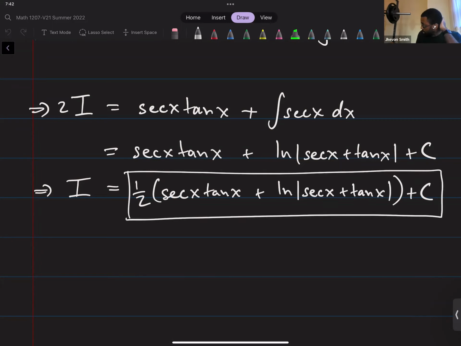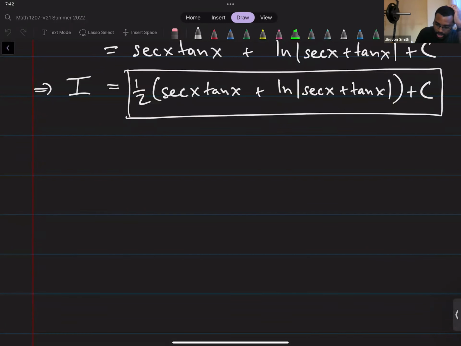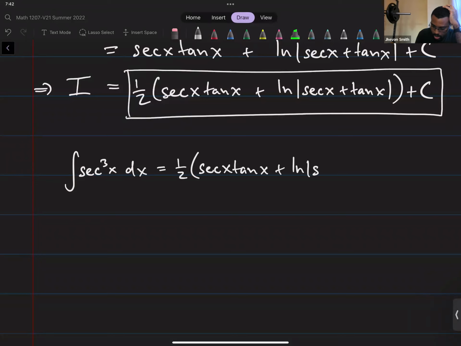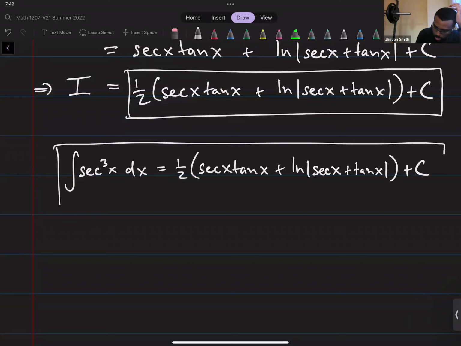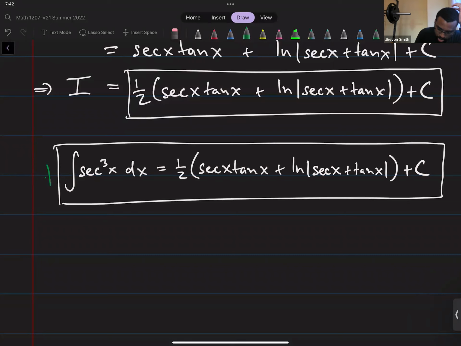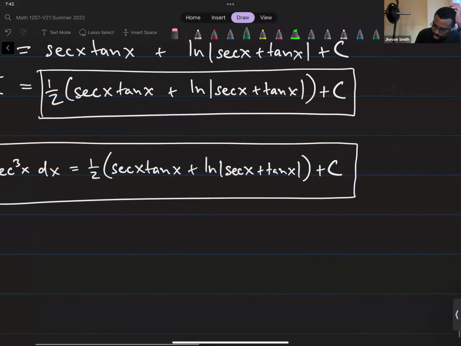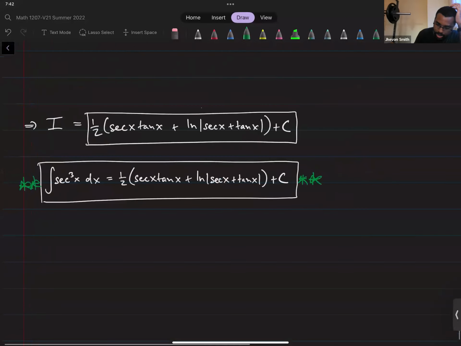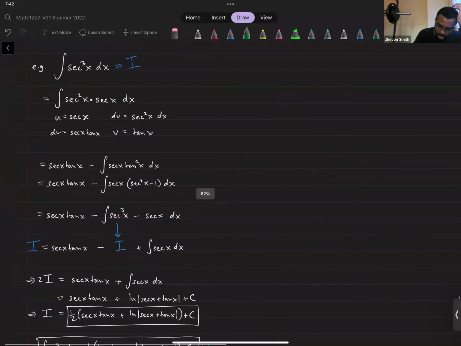And in fact, at this point, I'm going to have a strange recommendation. I would actually recommend that you memorize this as a basic rule, because secant cubed actually shows up a bunch coincidentally. It's a very annoying thing to memorize, I do understand, but it's not as annoying as trying to figure it out every time and going through this whole back and forth, right?